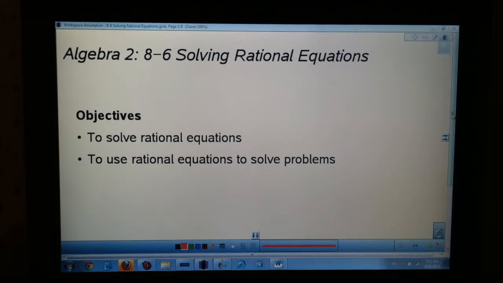Alright guys, today we're going to do section 8.6. It's on solving rational equations. Our objectives are to be able to solve rational equations and then also use rational equations to solve problems in context, so some word problems.